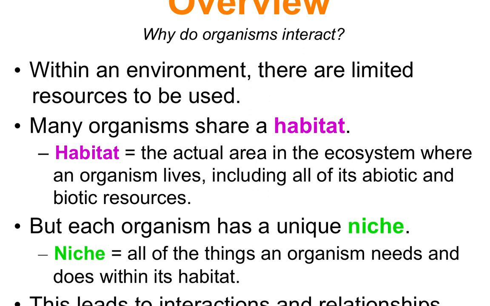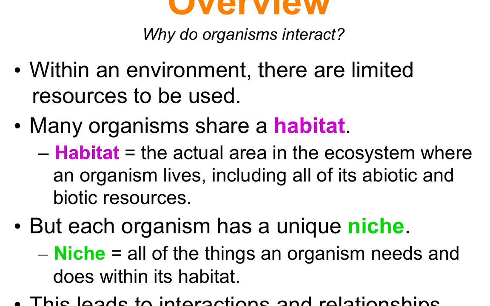Many organisms share a similar habitat, which is its actual physical space. Habitat is the area within an ecosystem where an organism lives, where it resides. And that is all of the abiotic and biotic, so living and non-living factors. But each organism has a very unique niche. These are all of the things that an organism needs inside of its own habitat to survive.